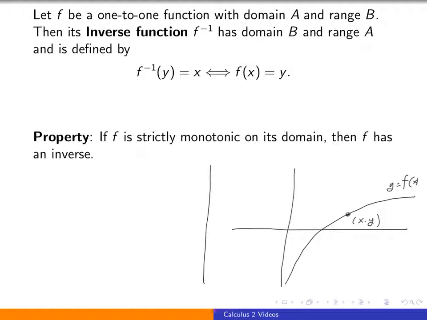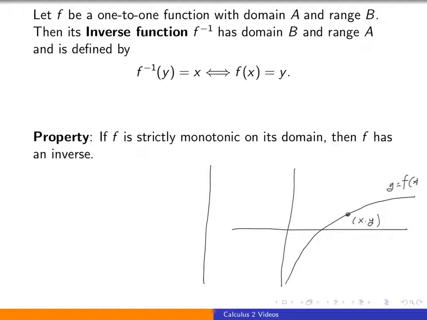The inverse undoes the function. So if f inverse of y is equal to x, that must mean that y is the thing that comes from plugging x into the function. You're undoing that relationship. Now let's just think about this for a moment in this graphical perspective. So I've drawn the sketch of a function y equals f of x, and it has a point on it, x comma y.